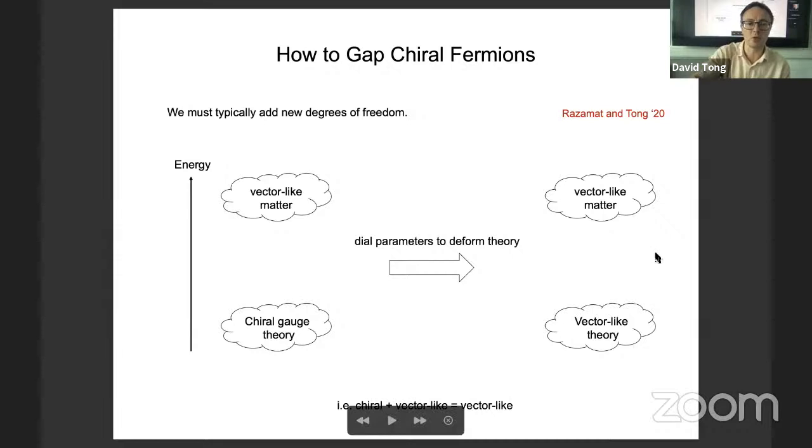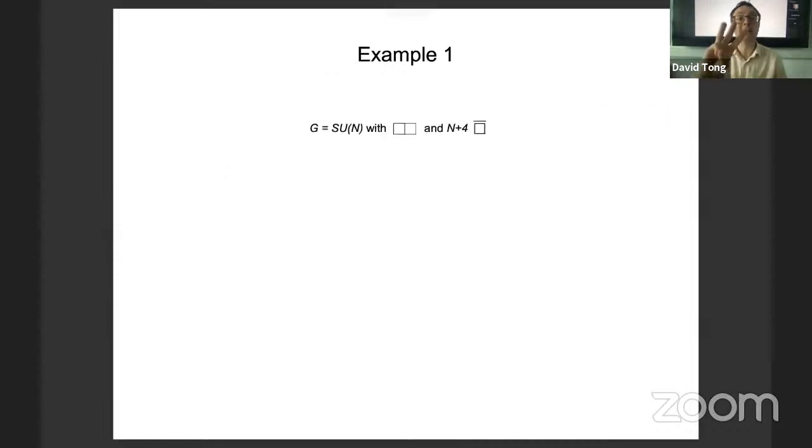All right, so I'm going to give you 3 examples, and they're all going to have something slightly different to exhibit. So here's the first example. It's a very familiar set of chiral matter.